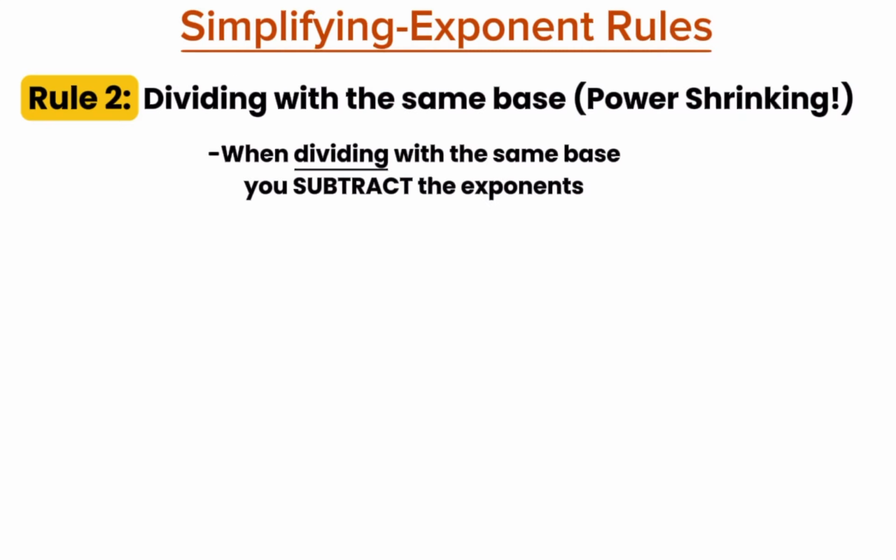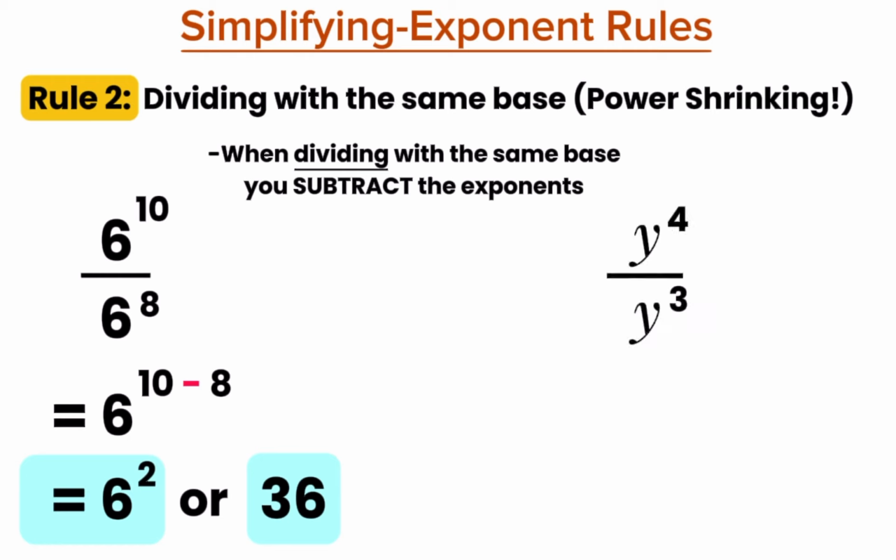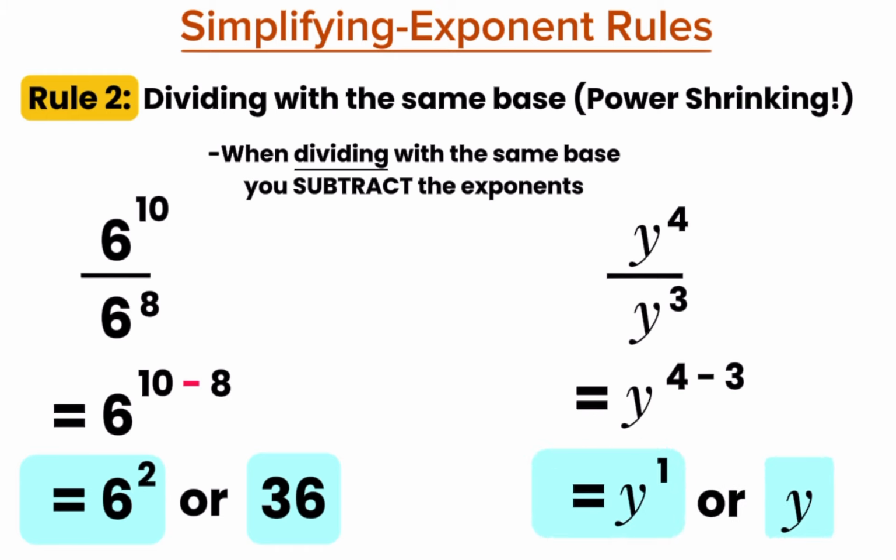So, using Rule 2 for this example here, we have 6 to the power of 10 divided by 6 to the power of 8, which is equal to 6 to the power of 10 minus 8, which is equal to 6 to the power of 2, or 36. Let's look at this applied to an unknown variable. We have y to the power of 4 divided by y to the power of 3. This is equal to y to the power of 4 minus 3, which is equal to y to the power of 1, or just y.